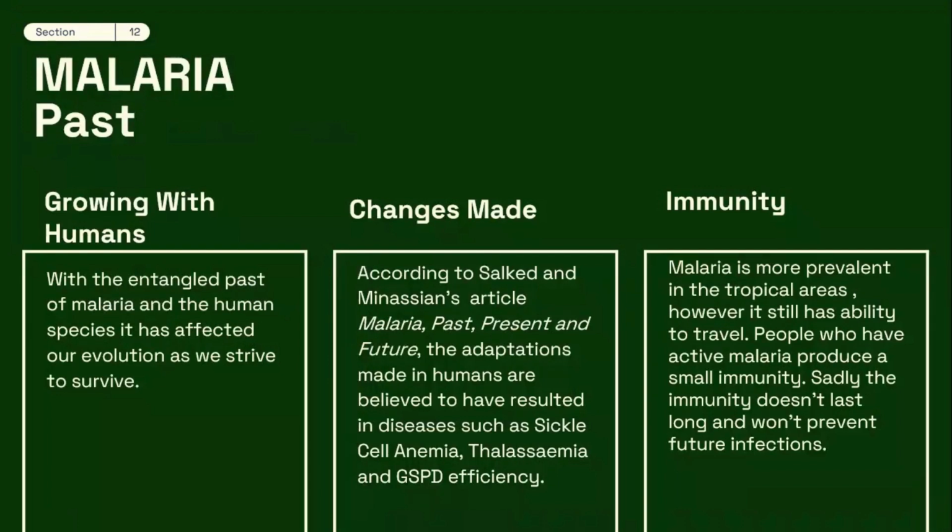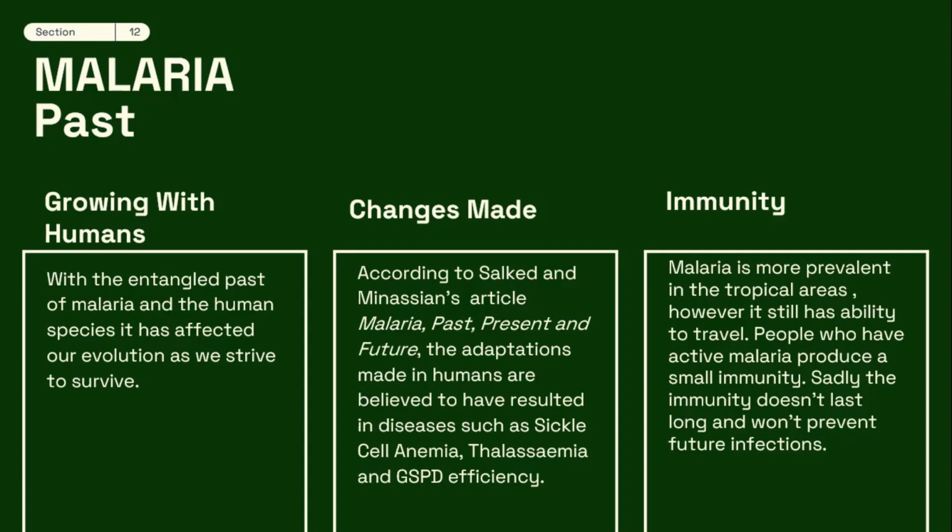Thank you. Malaria past: growing with humans. With the entangled past of malaria and the human species, it has affected our evolution as we strive to survive. According to Stocked and Meeson's article, Malaria Past, Present, and Future, the adaptations made in humans are believed to have resulted in diseases such as sickle cell anemia, thalassemia, and G6PD deficiency.